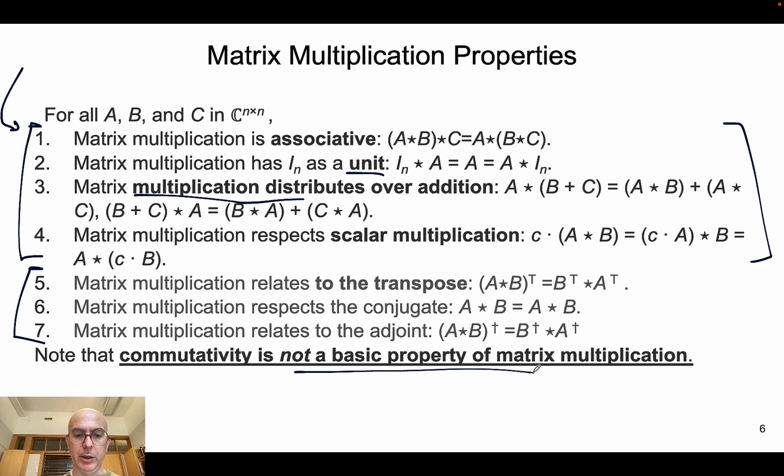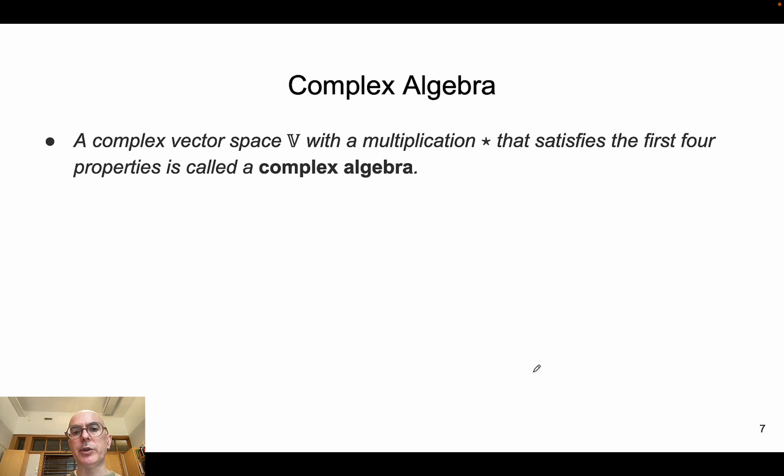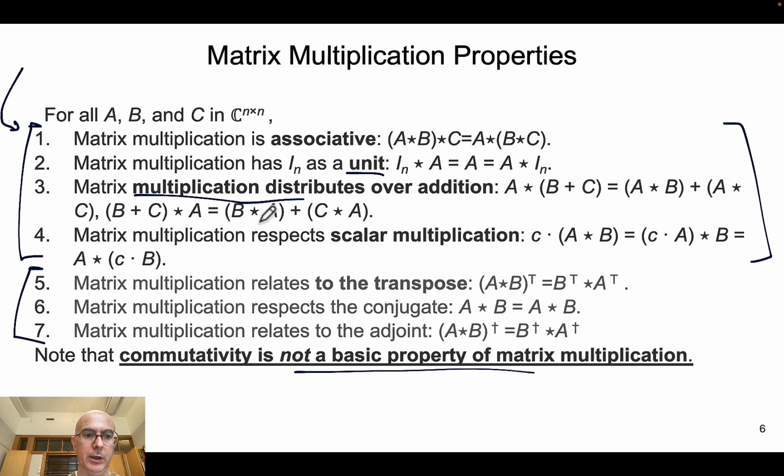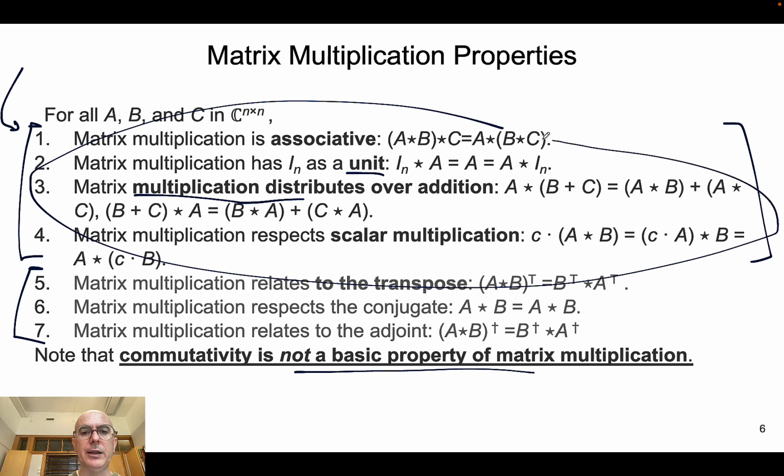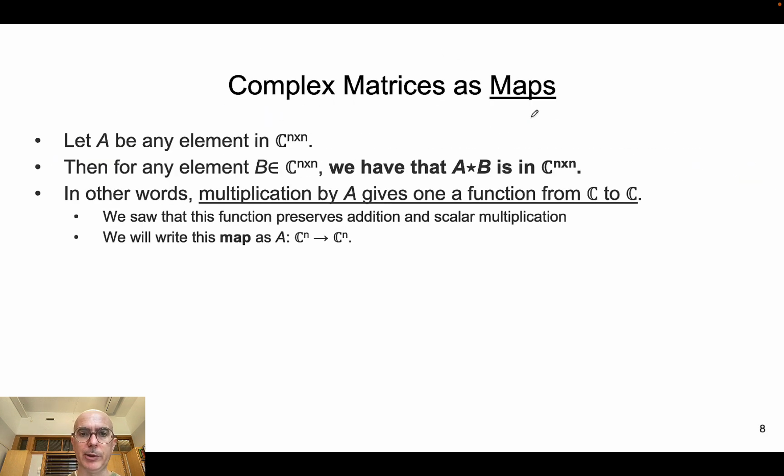Extremely important here. We can introduce the concept of a complex algebra: a complex vector space V with a multiplication star that multiplies two elements and satisfies the first four properties is called a complex algebra. So if we satisfy these four properties, then we are dealing with a complex algebra. Complex matrices can also be called maps. For instance, if we have A multiplied by B, for any element of B, the result will be a complex matrix.